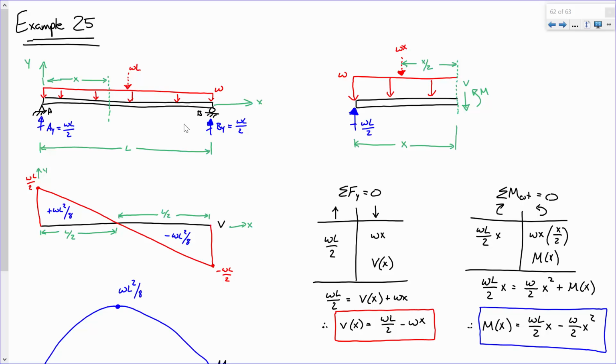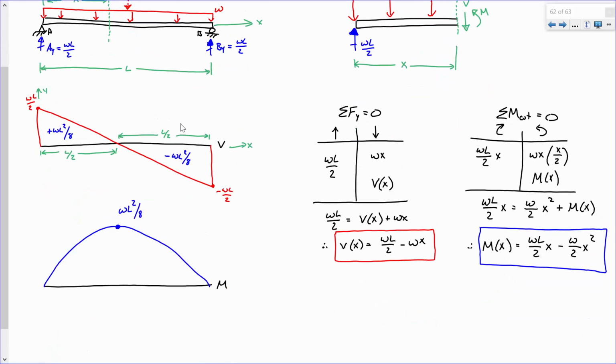Now before we started writing expressions, we said, let's just treat this like a normal problem. Let's draw the shear diagram and the moment diagram. So what's the shear diagram look like? We go up WL over 2, right? We have a distributed load, so we go down linearly, and we go back up. So there's our shear diagram. Calculate the area under that to get the moment diagram, and here's what we got. So this told us that our shear function would be a line, and our moment function would be a parabola. Everybody remember that?